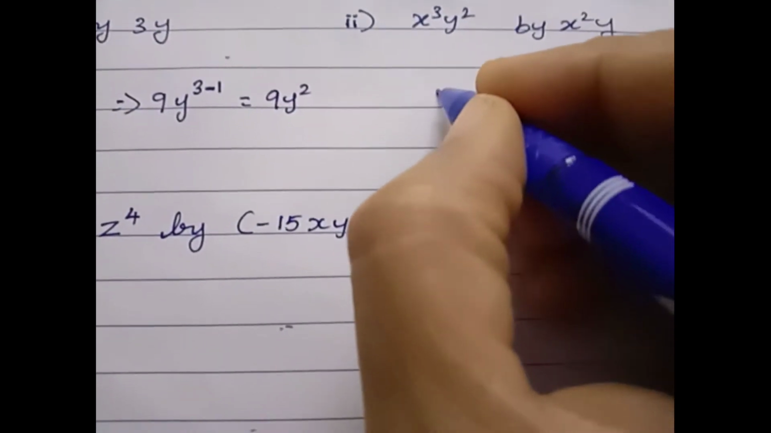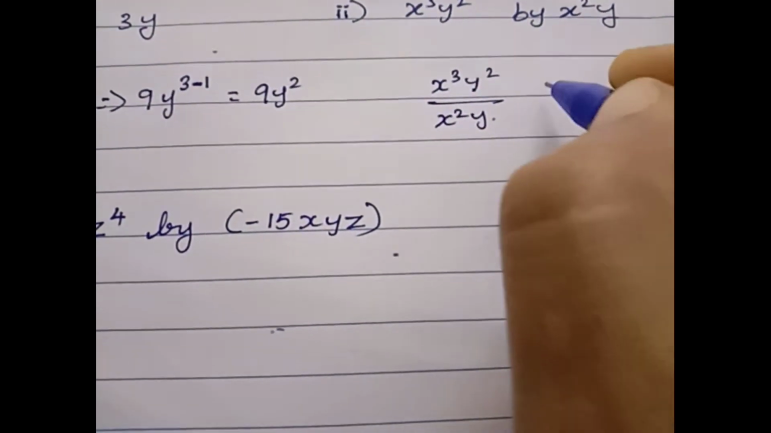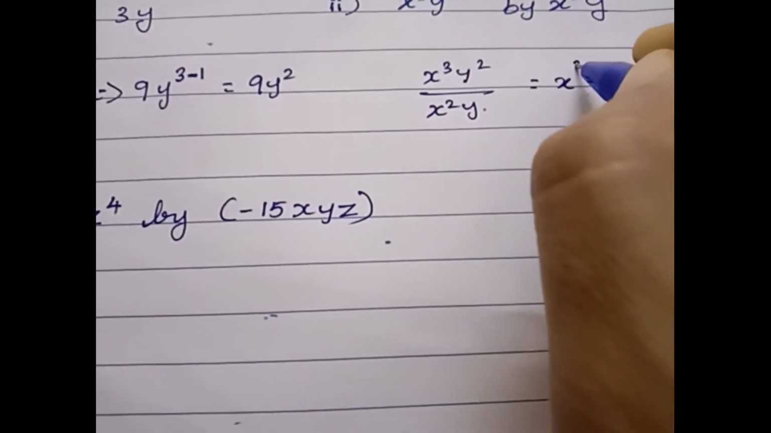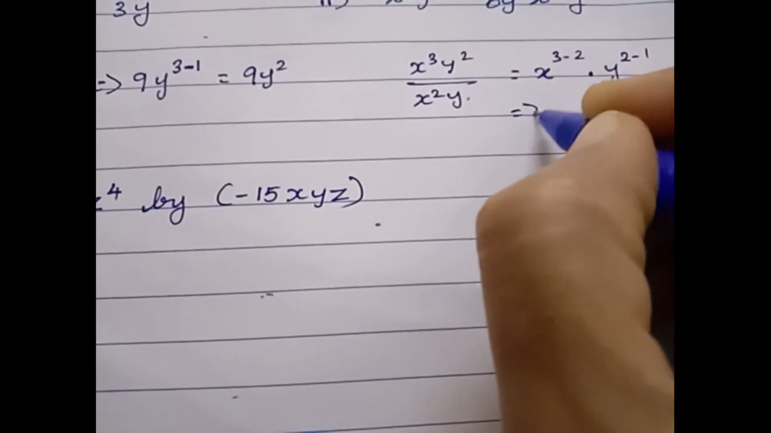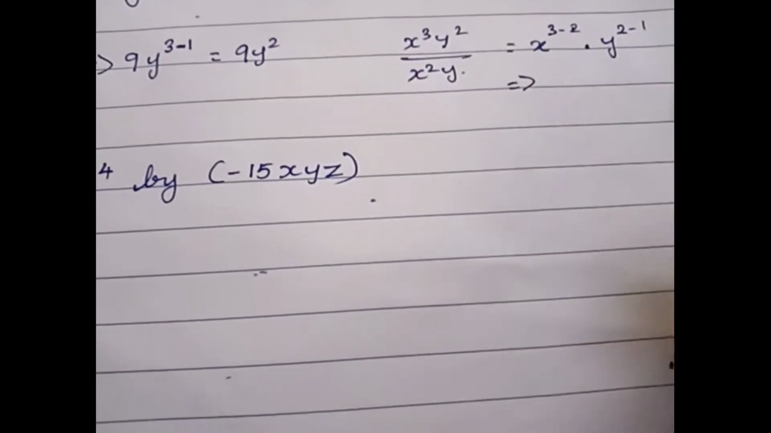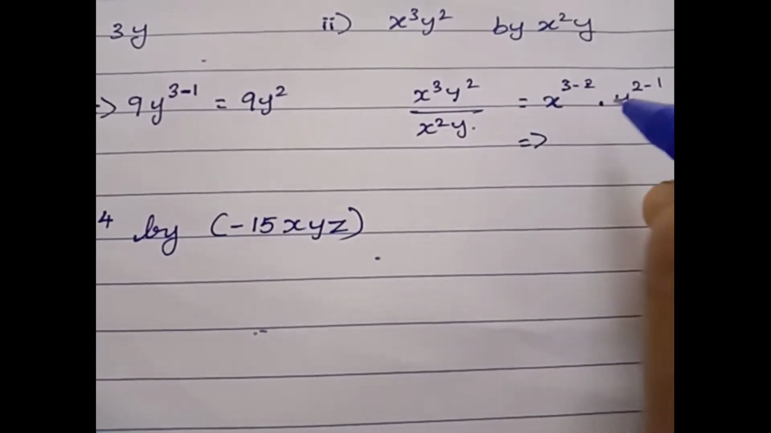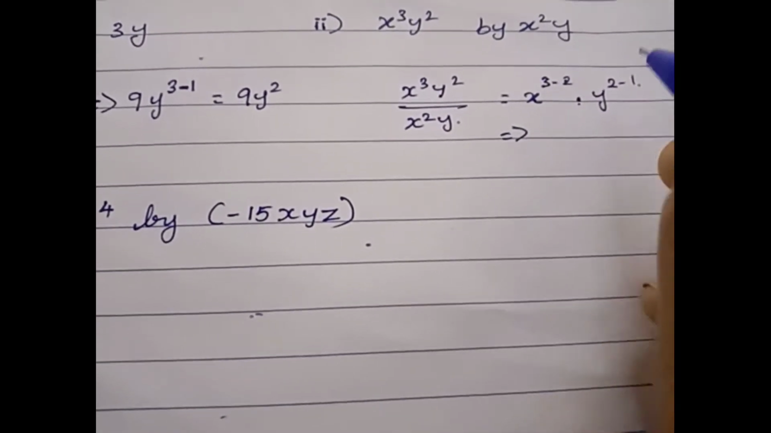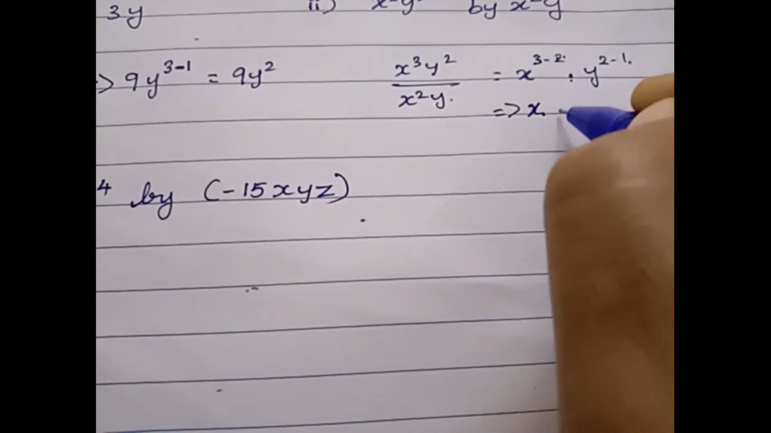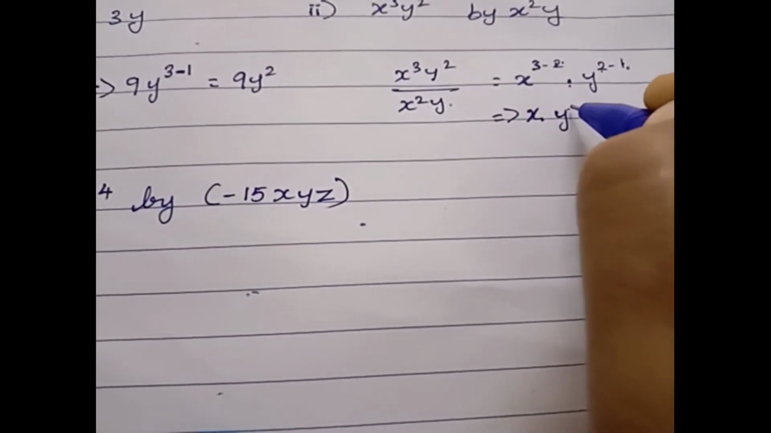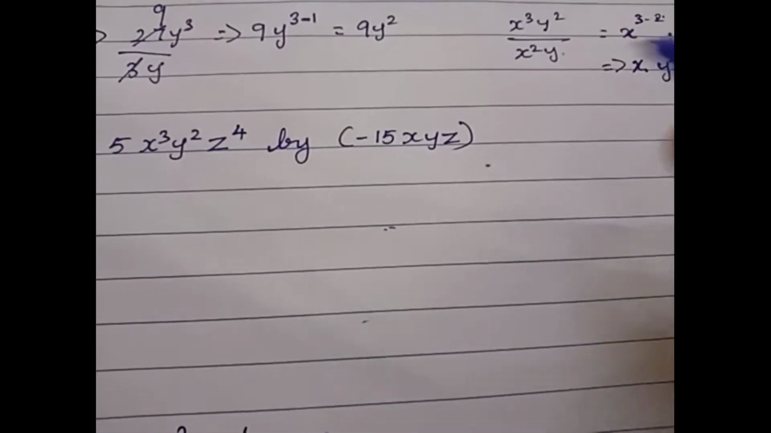Then here, x cube y square by x square y. If you see here, x power 3 minus 2 into y power 2 minus 1. 3 minus 2 is 1, so x, and then 2 minus 1 is 1. Your answer is x into y.